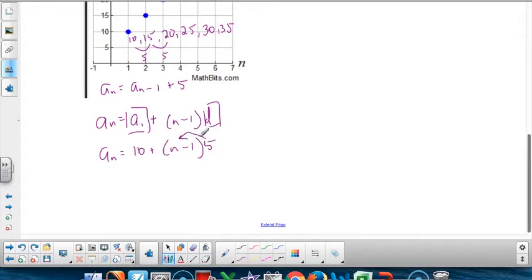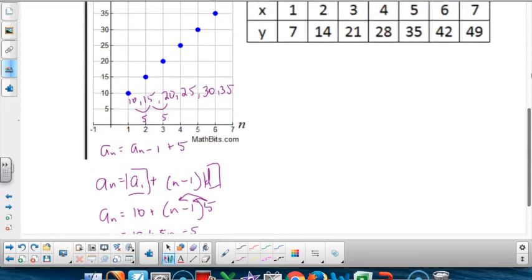So I'm going to distribute. It does not matter that I'm distributing backwards, because multiplication is commutative. 5 times n is 5n. 5 times negative 1 is negative 5. Now I can combine these like terms. The 5n doesn't have any like terms, and 10 minus 5 is 5. So there's my explicit formula.